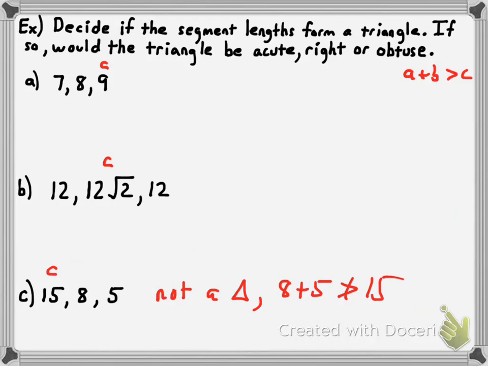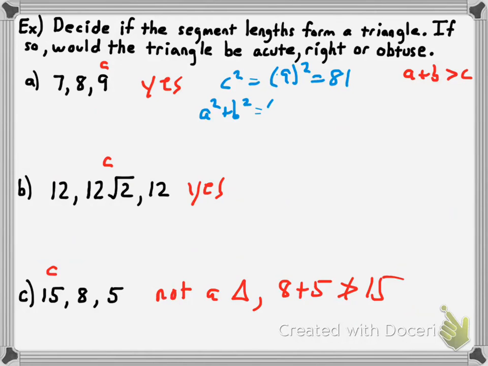Okay, but the other two are triangles, and so we can say, yes, they are triangles, but then we need to figure out which kind of triangle they are. And the way we're going to do that is we're going to compare the values of c squared with the values of a squared plus b squared. So c squared here would be 9 squared or 81. A squared plus b squared would equal 7 squared plus 8 squared, which is equal to 49 plus 64.